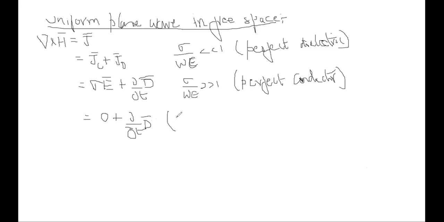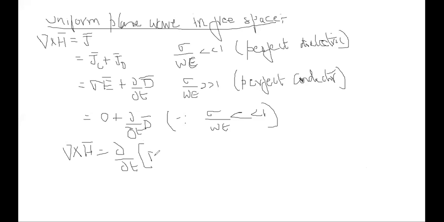So when it is a perfect dielectric, since sigma by omega epsilon is very much less than 1, this is considered a perfect dielectric, free space. Free space is nothing but dielectric only. We are finding the uniform plane wave in free space, in the dielectric only, where the conductivity is 0. So del cross H bar is equal to dou by dou t of D bar.